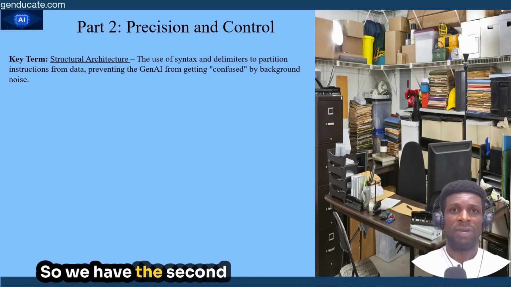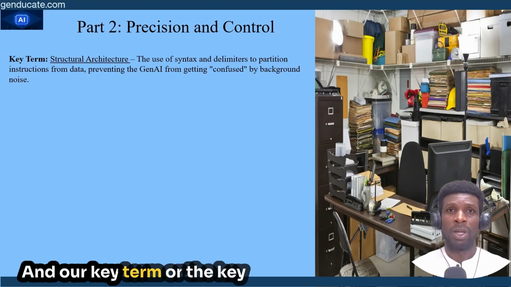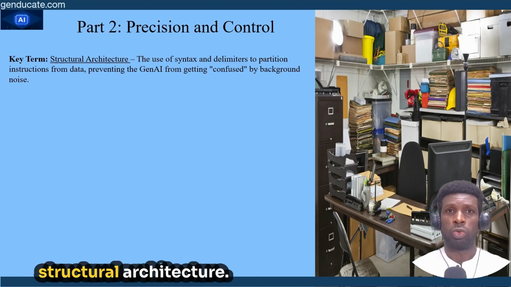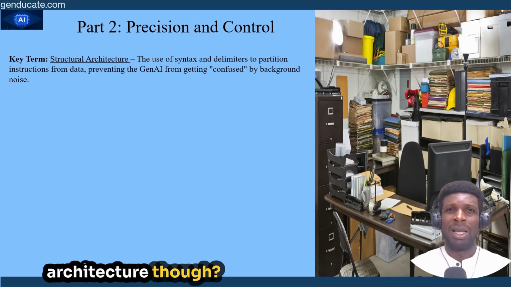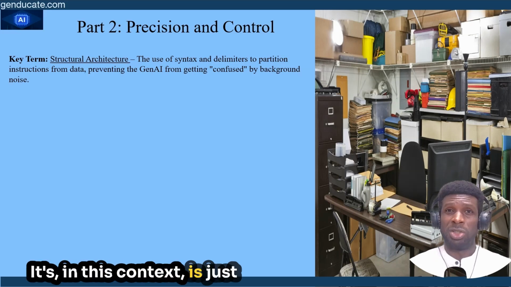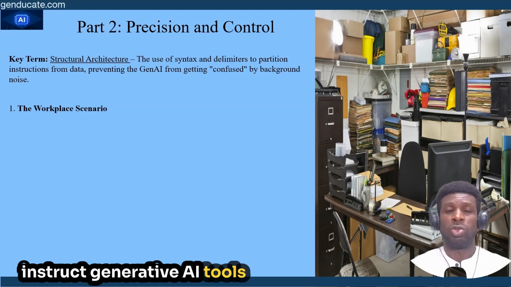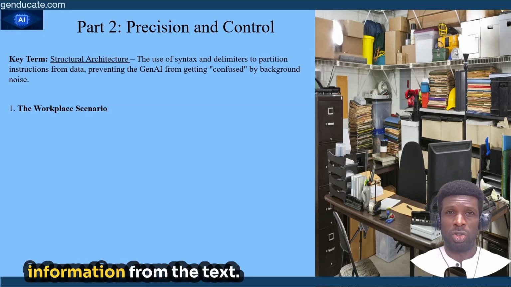Let's dive in. So we have the second practice in the first session now, which is precision and control. And the key skill that you would develop in this second practice is structural architecture. What is structural architecture though? In this context, it's just using syntax or delimiters to instruct generative AI tools to avoid using unwanted information from the text.